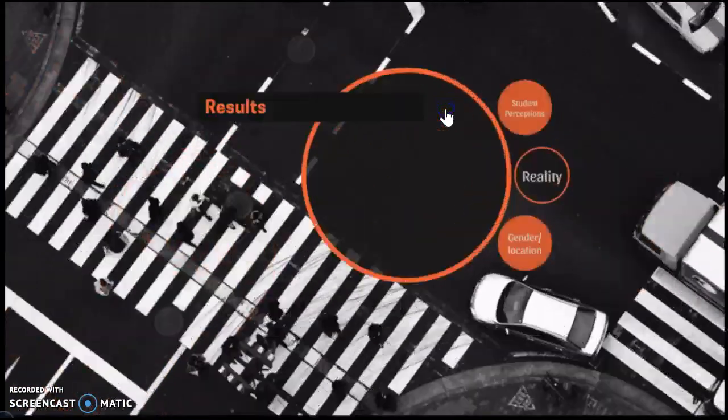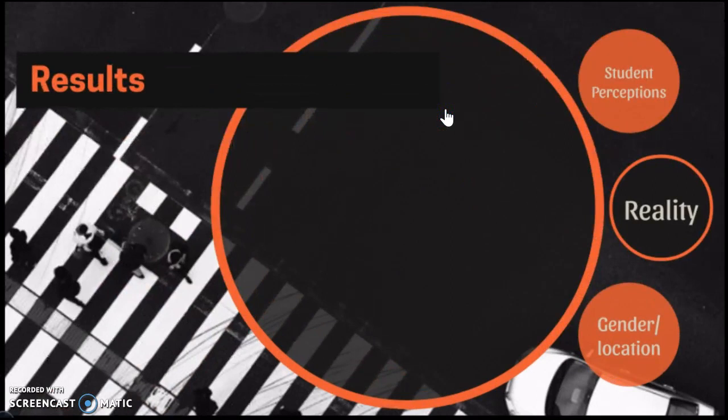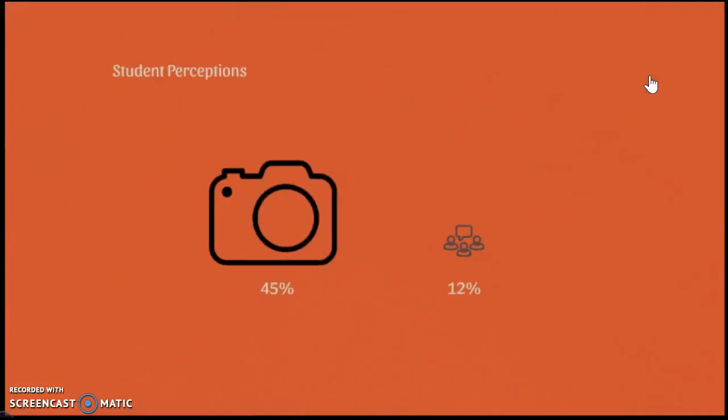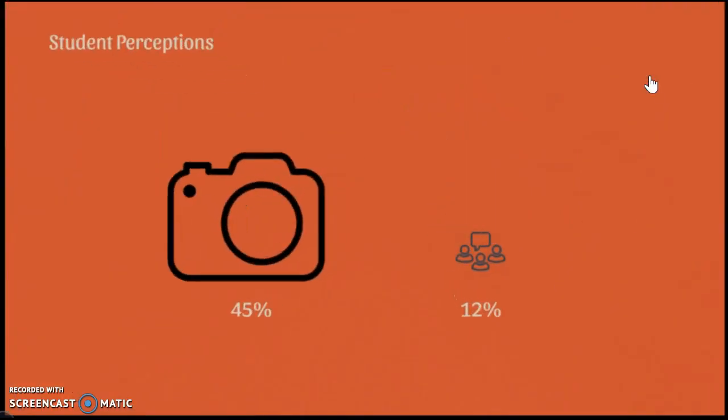So what did they find? They found a lot of stuff. Students' perceptions were very interesting. The studies found a significant difference in students' perception of the occurrence of cyberbullying based on the type of media. So over 45% of students were aware of cyberbullying occurring through pictures/video clips. Only 12% were aware of cyberbullying occurring in online chat rooms or thought that cyberbullying occurred there.